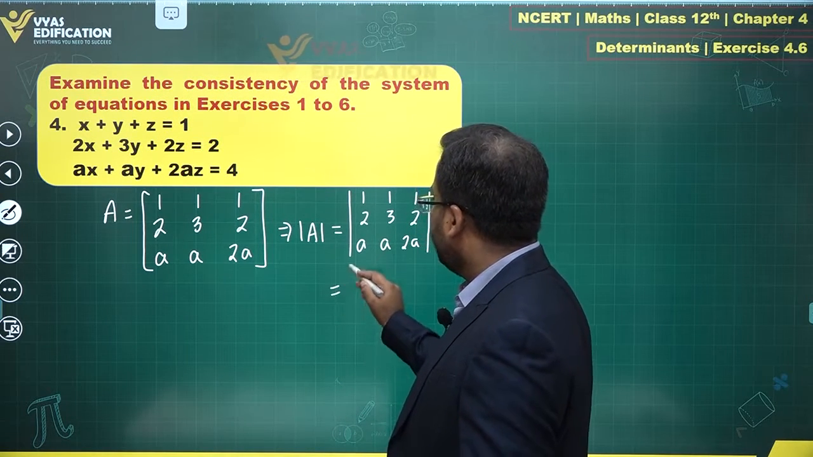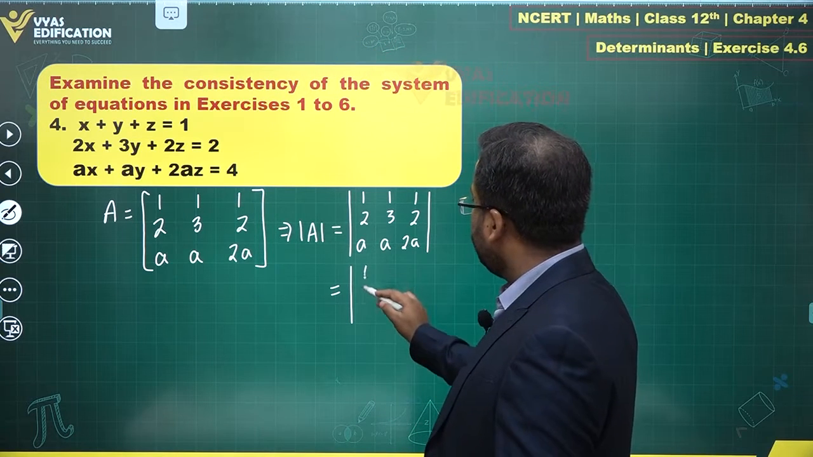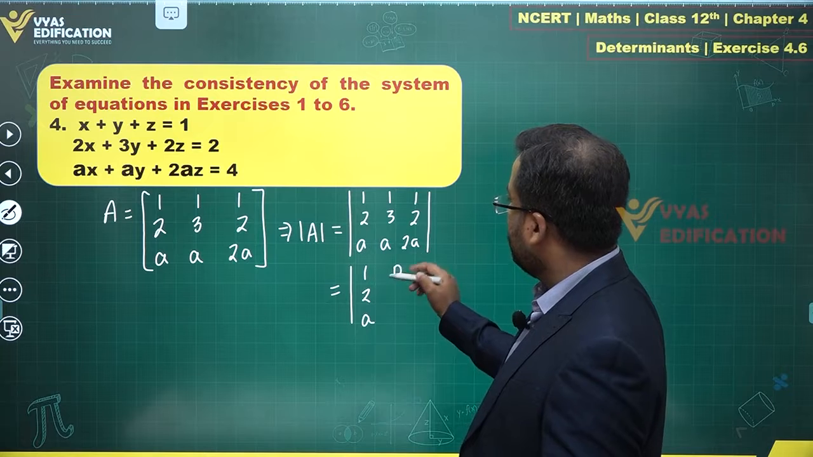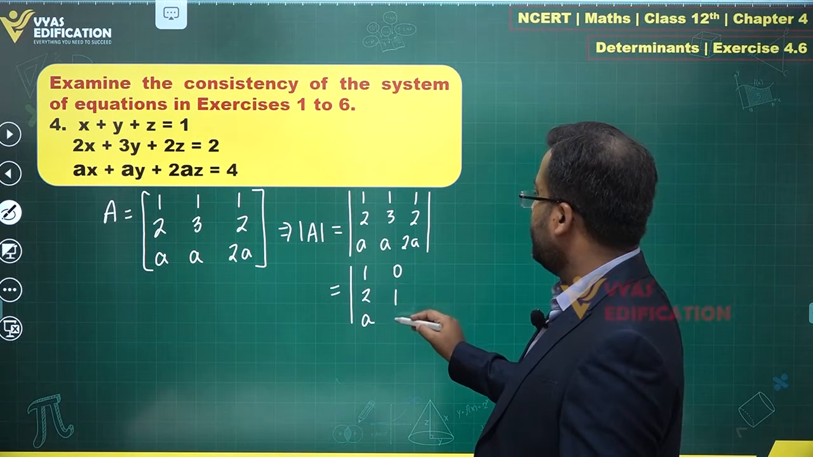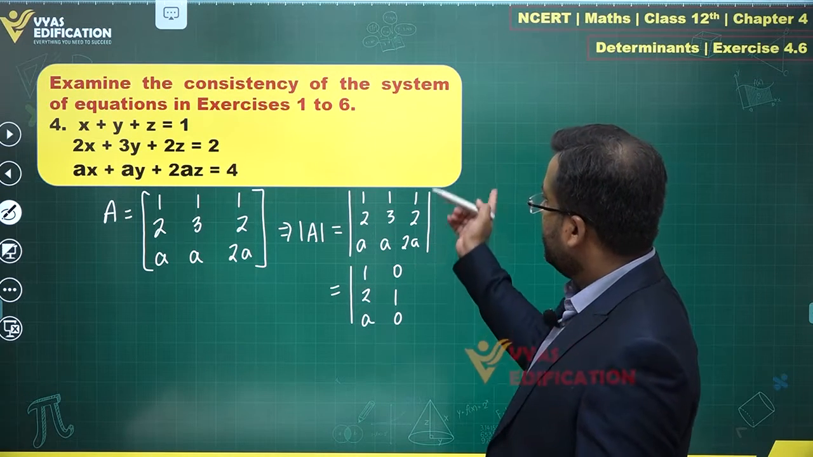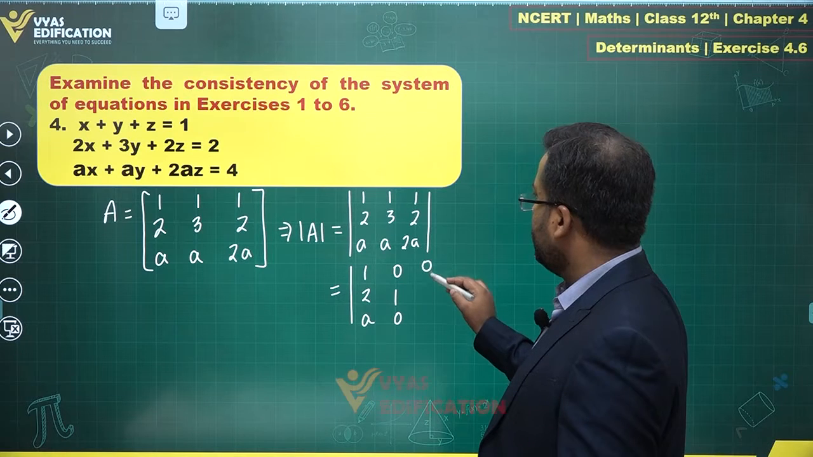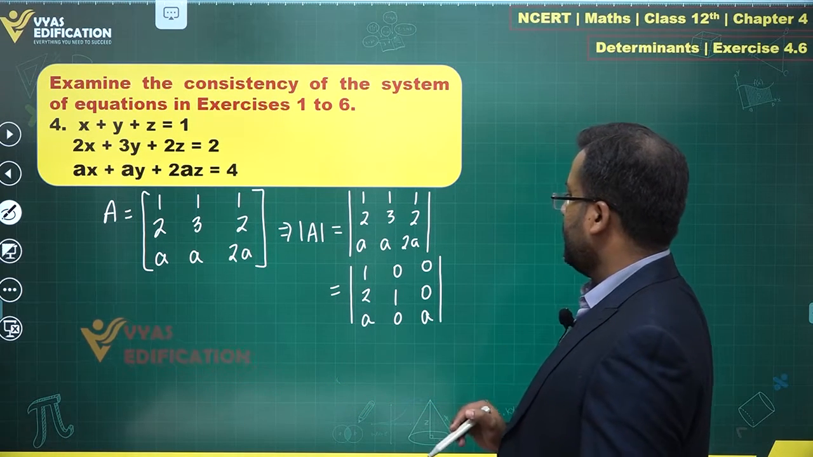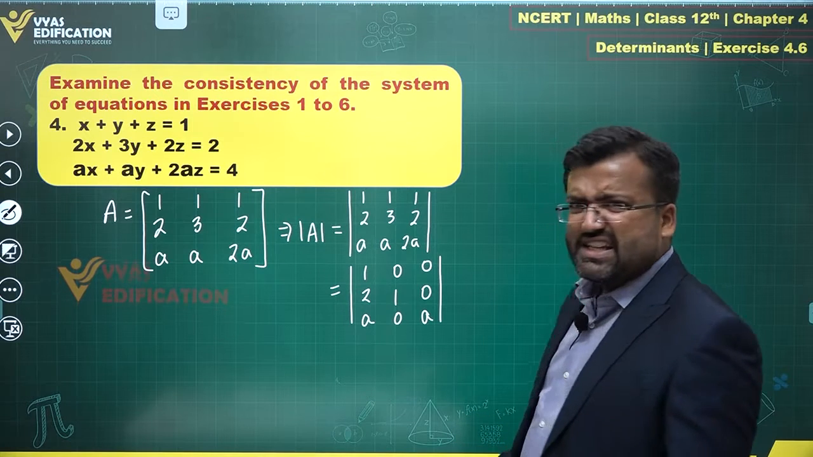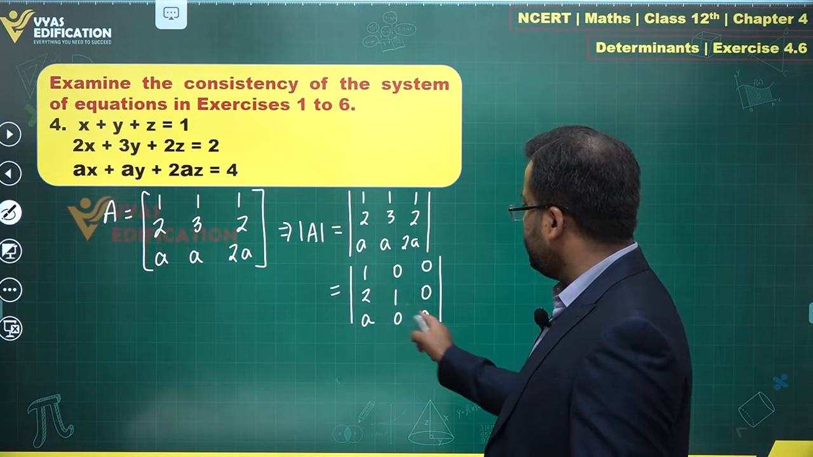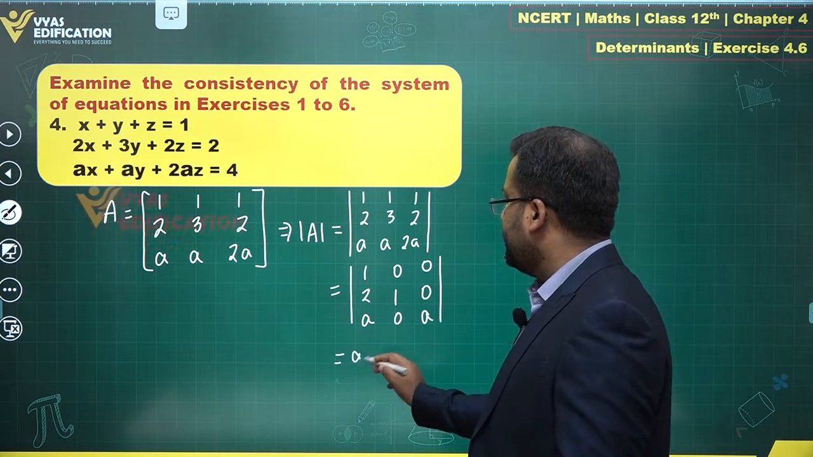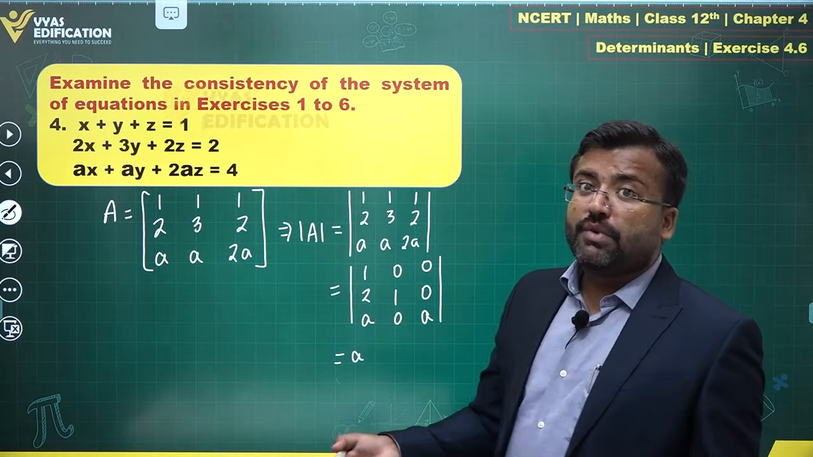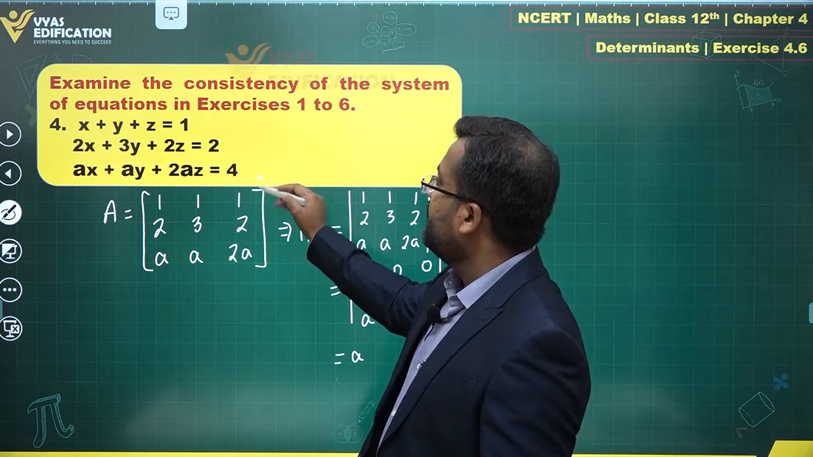This will be equal to, you can say, 1, 2 and a will remain as it is. 1 minus 1 is 0, C2 minus C1. And this is again 0. C3 minus C1 is 0, 0 and a over here. Okay, so let us expand along the first row. 1 times 1 into a is what I'll get. That's simply a, right?